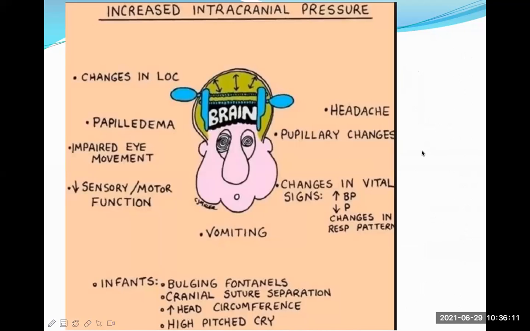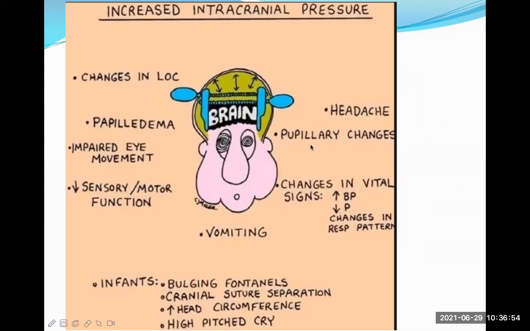Now, this is a slide giving some important points regarding increased intracranial pressure. When you study neurology in the 7th semester, all these points will be highlighted in a lot of detail, but right now you need to know something. Change in level of consciousness: it is decreased, and if it is very much decreased, we call that loss of consciousness or unconsciousness. Papilledema, we already discussed that before, impaired eye movement, decreased sensory or motor function. All these may be features of increased intracranial pressure as a result of damage to the brain.